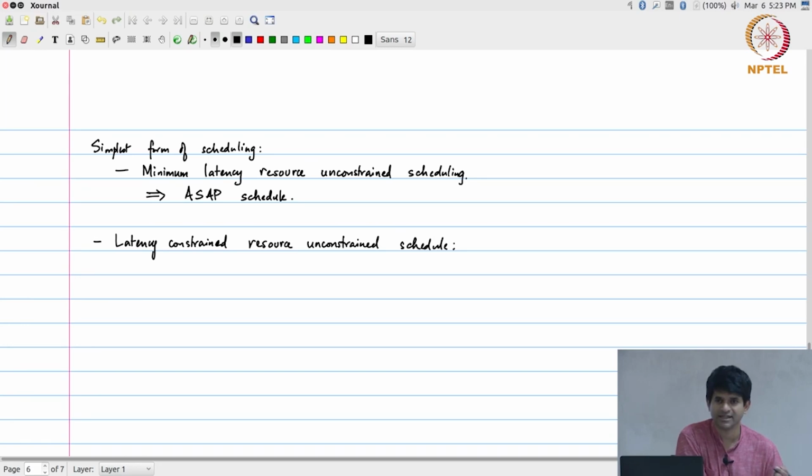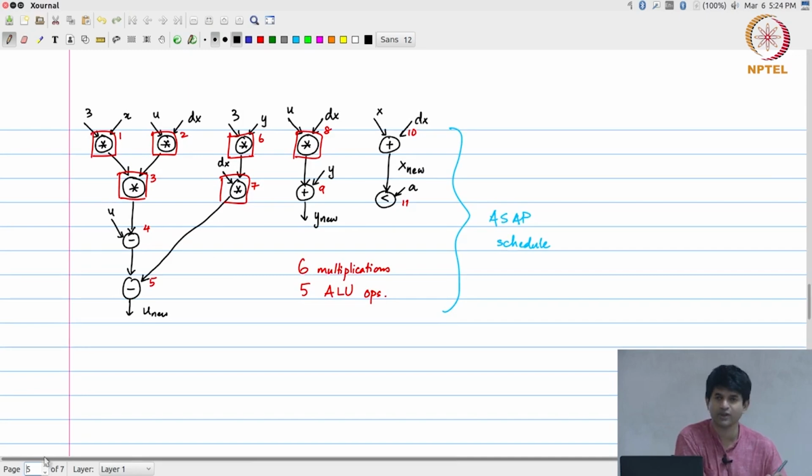It has a latency constraint. Unless my latency constraint is greater than my critical path, I anyway cannot solve this. So, this can only be solved if the latency constraint is greater than or equal to the critical path of my existing graph, right. So, over here for example, what is the critical path length? 4, right.